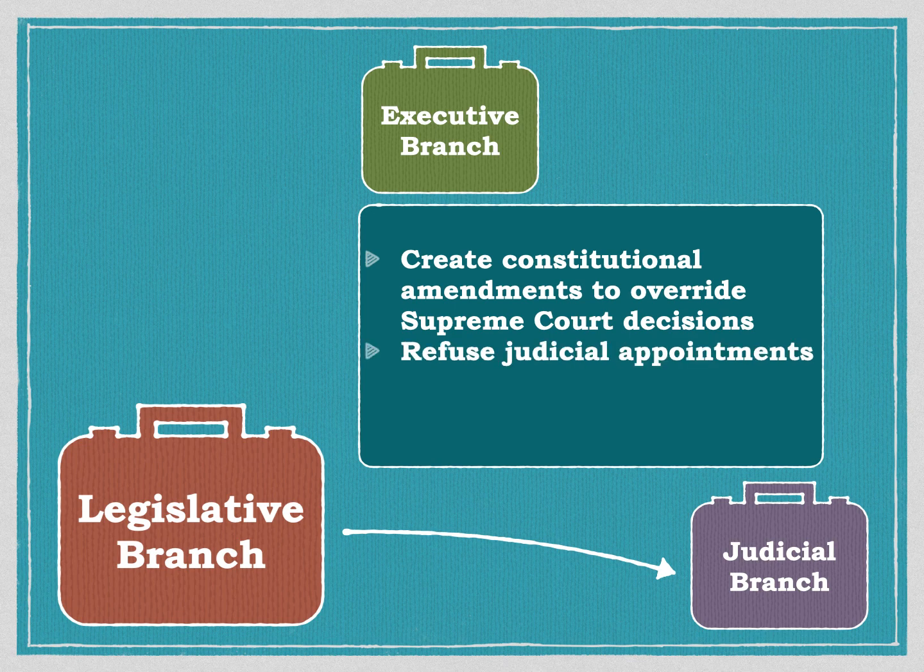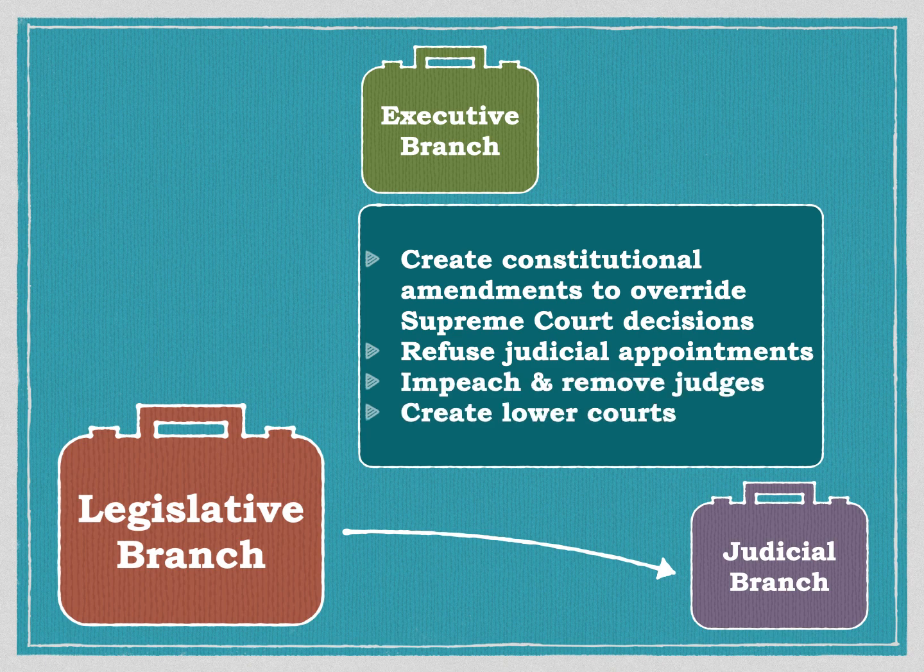They can also refuse judicial appointments. So if they don't agree with the appointment of a particular judge, they can block it. But they do have to have a majority in order to do that. They can impeach and remove judges, so that creates some control over the quality of the judicial branch. They can also create additional lower courts as needed.